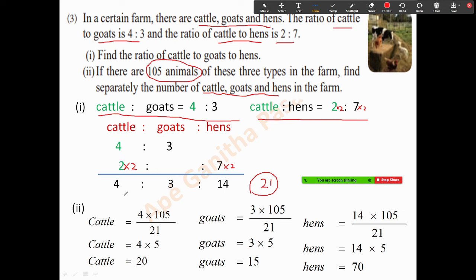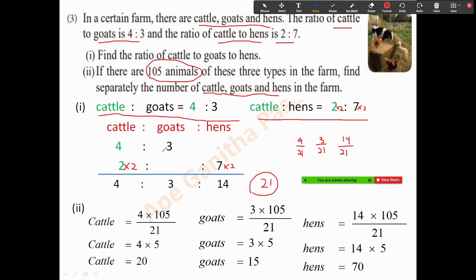We can write cattle as a fraction. The part relevant to cattle is 4. So we can write that as a fraction, 4 over 21. Goats 3. Then it is 3 over 21. Hens 14. So if we write that as a fraction, it is 14 over 21.